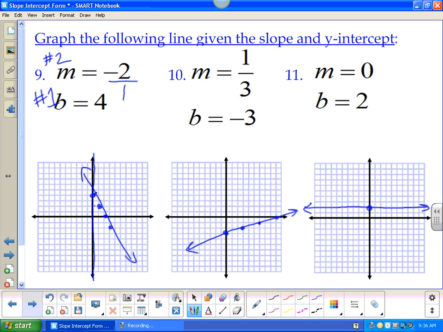Your 2 weird ones are when your slope is 0 and when your slope is undefined. So when your slope is 0, remember you can stand on it. So that's why your slope is 0. It exists. You can stand on it. It is not undefined.